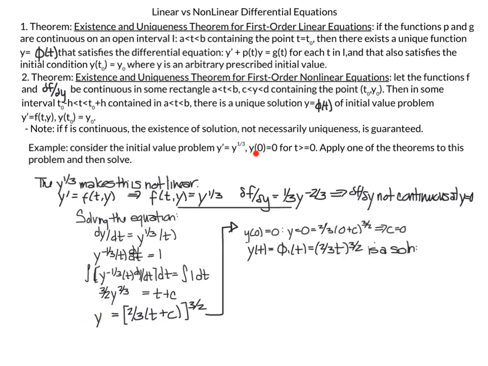Looking at our initial condition, y(0) is equal to 0, so plugging in 0 for t and 0 for y, we have 0 is equal to (2/3 (0 + c))^(3/2), which implies c is equal to 0, which means our first solution, y1(t), is equal to (2/3 t)^(3/2).